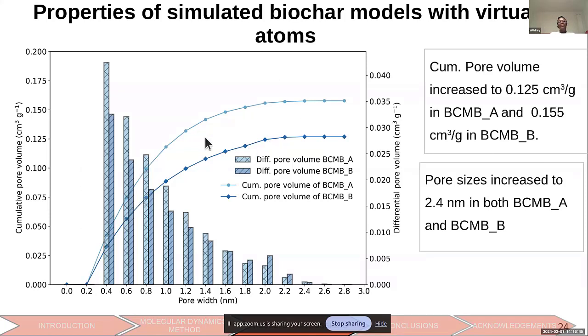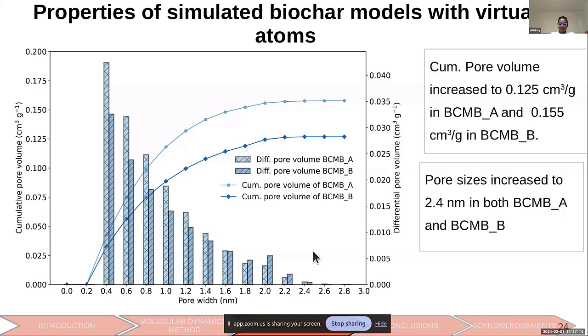We can clearly see it's a lot higher, as high as 0.155 for BCMB and 0.125 for BCME, which is within the range of what has been reported in literature for Biochar within this pore size range. And we also have a pore size of about 2.4 nanometers. Yes, we're in the pore size range, and that's what we have mostly been focused on.